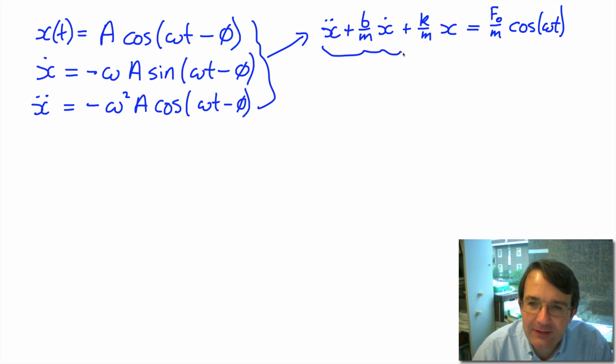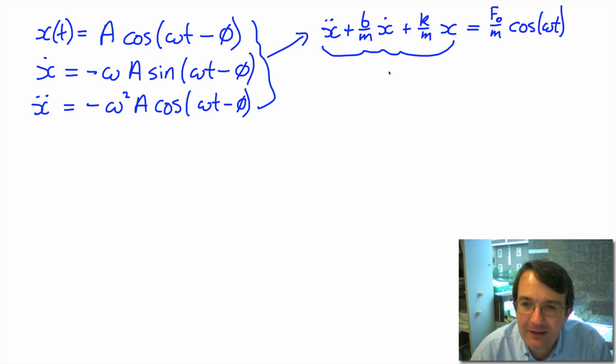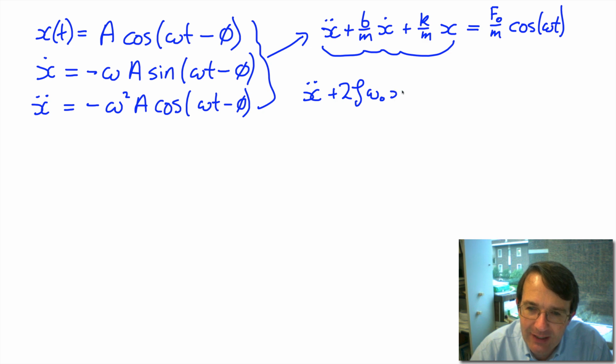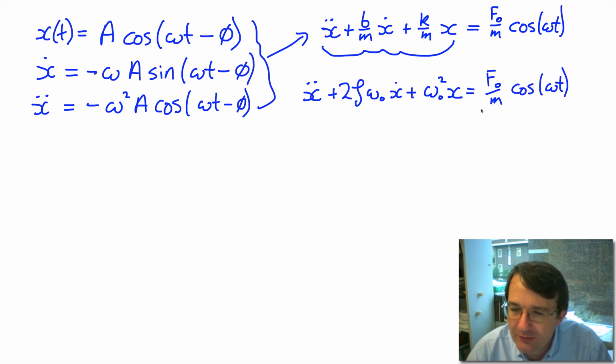If we look at this side of the equation, this is exactly what we had for the damped harmonic oscillator. So we can rewrite this in terms of the damping ratio and the natural frequency of the system. And when we do that, we're going to end up with x double dot plus 2 zeta omega naught times x dot, and then here, this is just going to be omega naught squared times x is equal to f naught over m times the cosine of omega t. So this is just rewriting this in terms of zeta, the damping ratio, and the natural frequency omega naught.